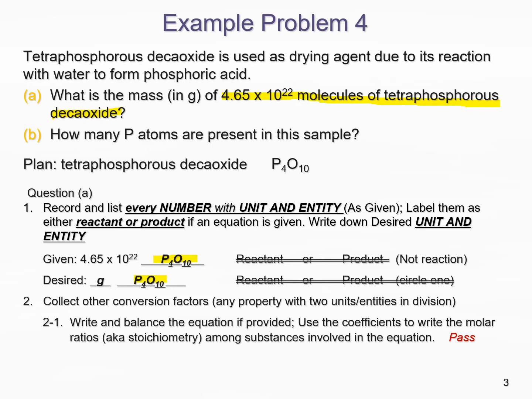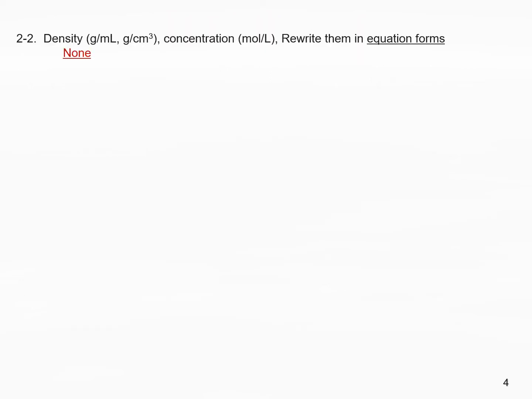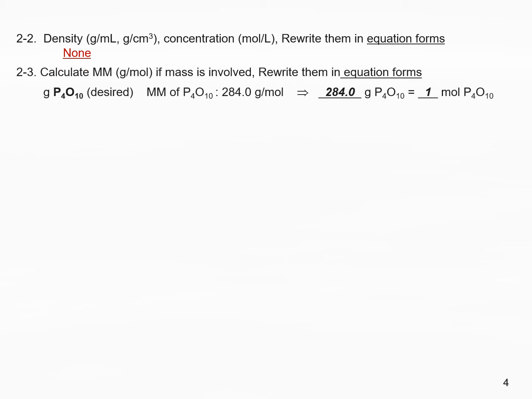We collect the conversion factors. First, there is no balanced chemical equation for us to look at here, so we skip that part. As for our second step, no density, no concentration, so we skip this step. Step 3, calculate the molar mass if grams or mass is involved. Remember, the question wants us to figure out how many grams of P4O10, so we need the molar mass of P4O10, which is 284.0 grams of P4O10 equals 1 mole of P4O10.